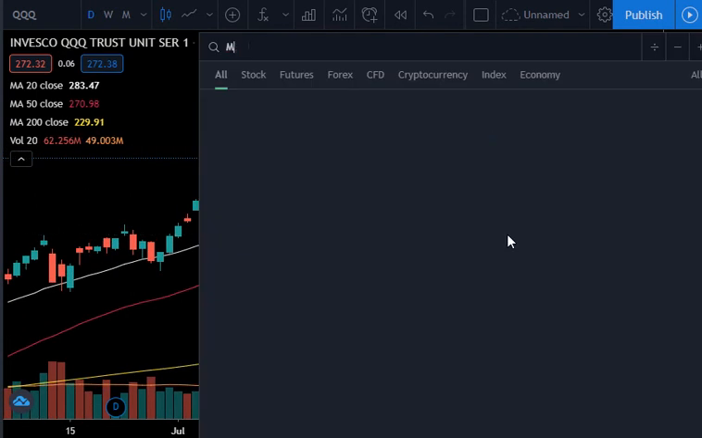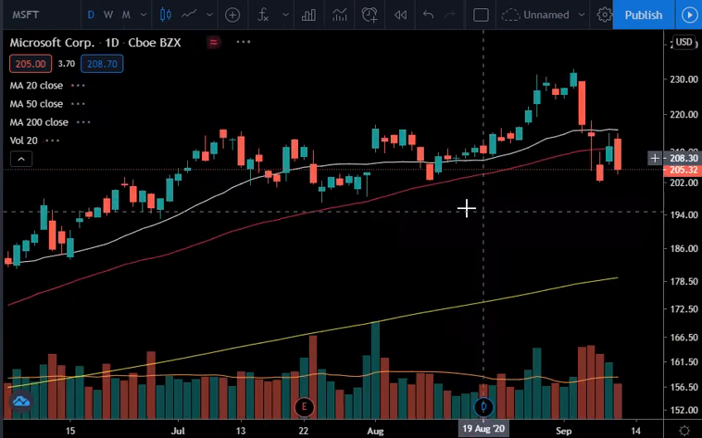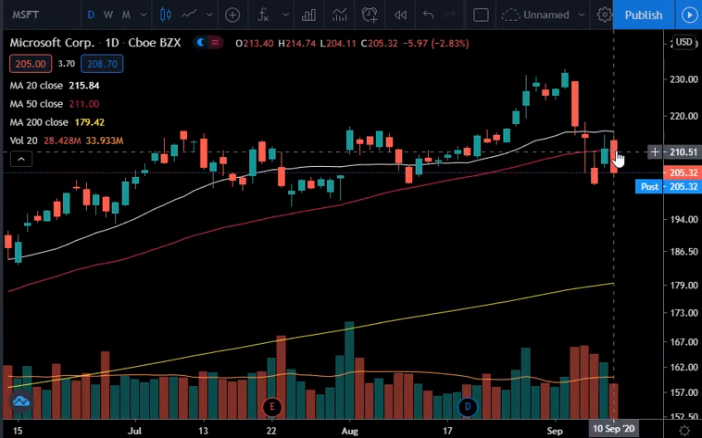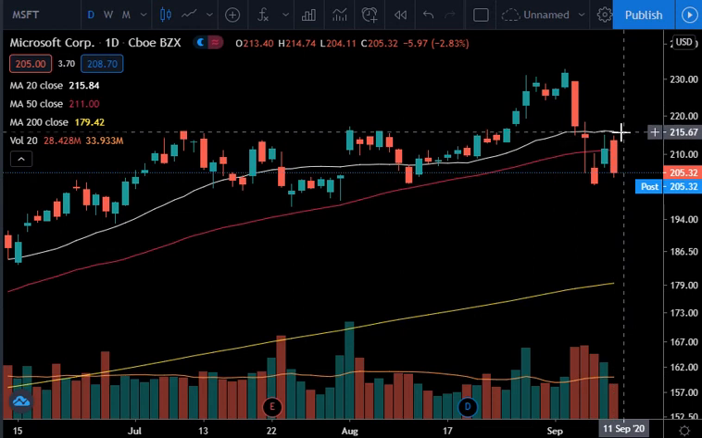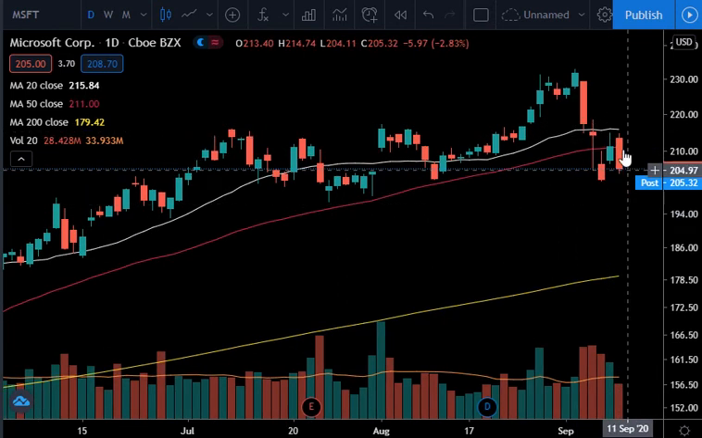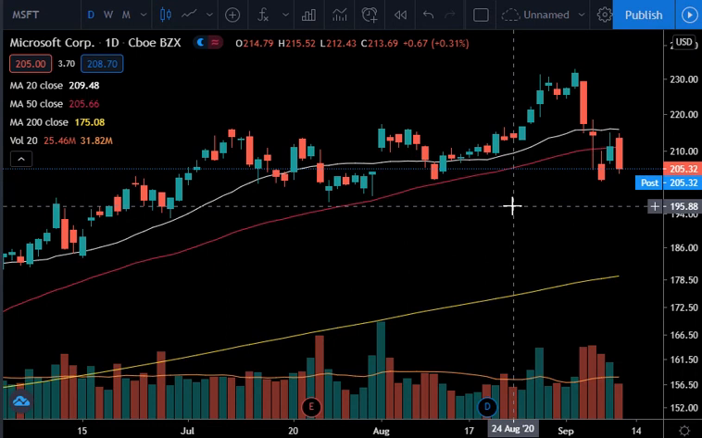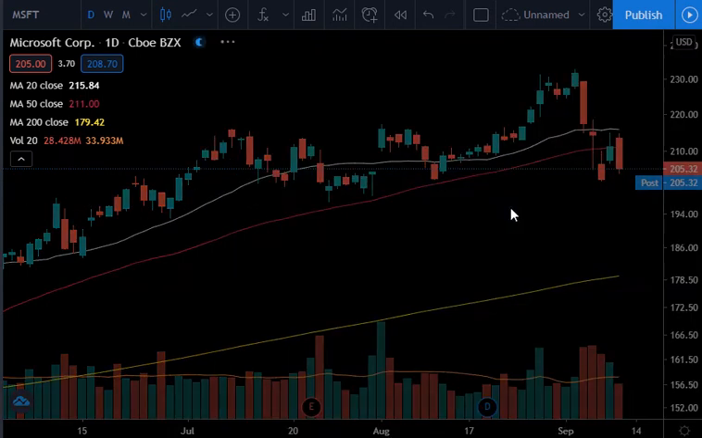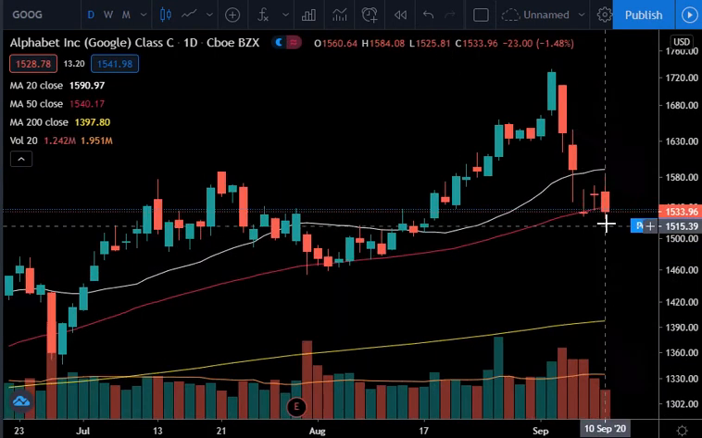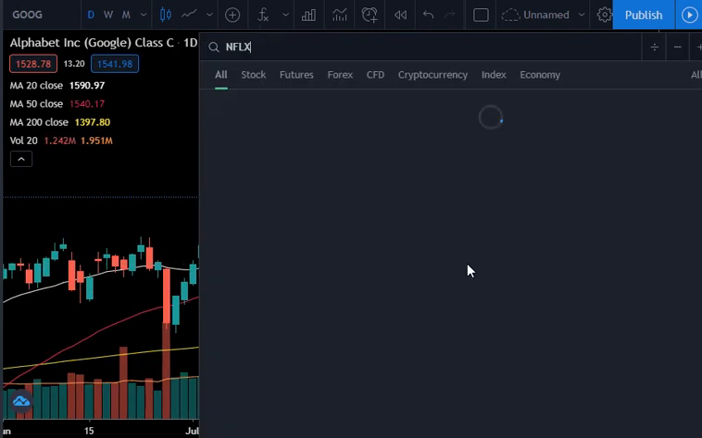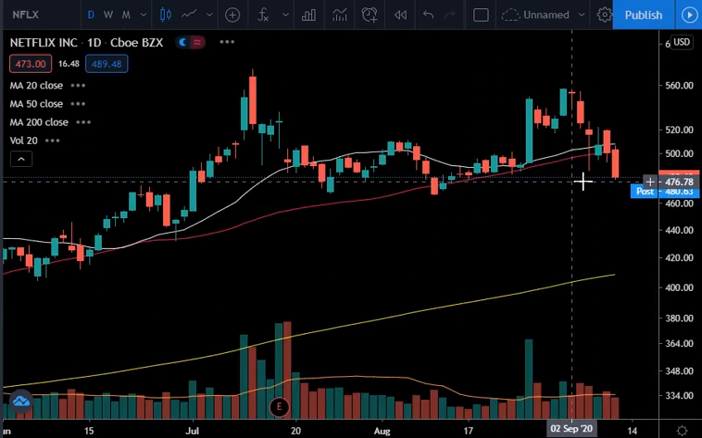And taking a look at market leaders, Microsoft, a decisive close below the 50-day moving average. And as we said, the same as the Nasdaq, used the 20 MA as support. Also a bearish engulfing. From the notable name side, Google closing below the 50 level, and Netflix.